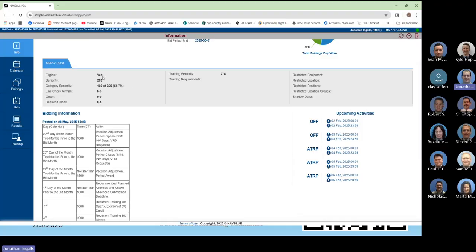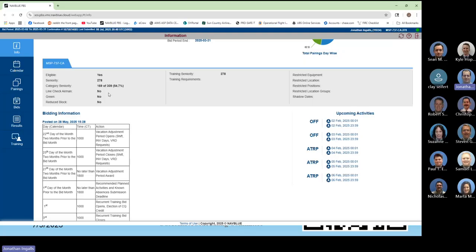Over here, am I eligible to bid? Yes. If that ever says no for you and you think you're eligible to bid, call crew planning, talk to somebody. Seniority, that's my total system seniority, 278. Category seniority, this month I'm bidding 169 out of 309 at 54%.